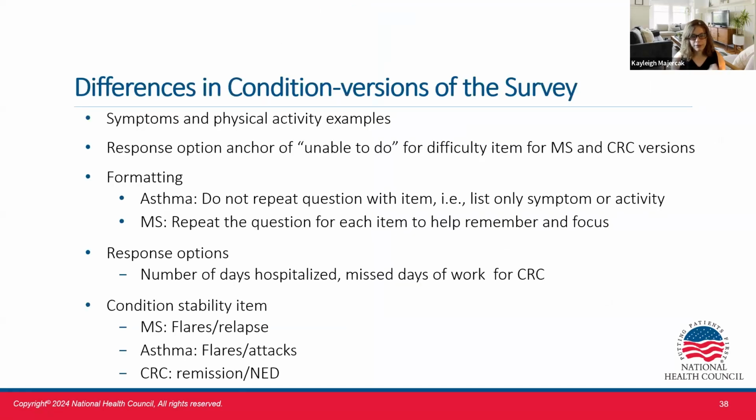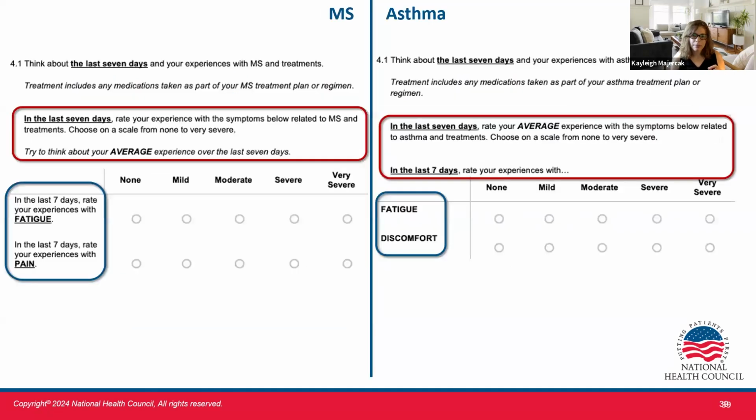There are some differences among the different versions of the survey. So as I mentioned, there's an asthma version, an MS version, as well as a colorectal cancer version. And if we go to the next slide, I'll show an example of formatting. It's a minor formatting change, but it did matter to patients. So in this particular example, we're asking, in the last 7 days, rate your experience with fatigue, pain, and there was an additional list of symptoms.